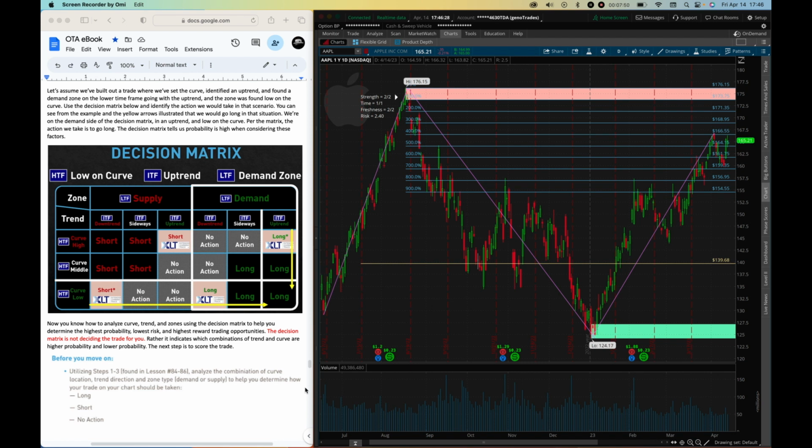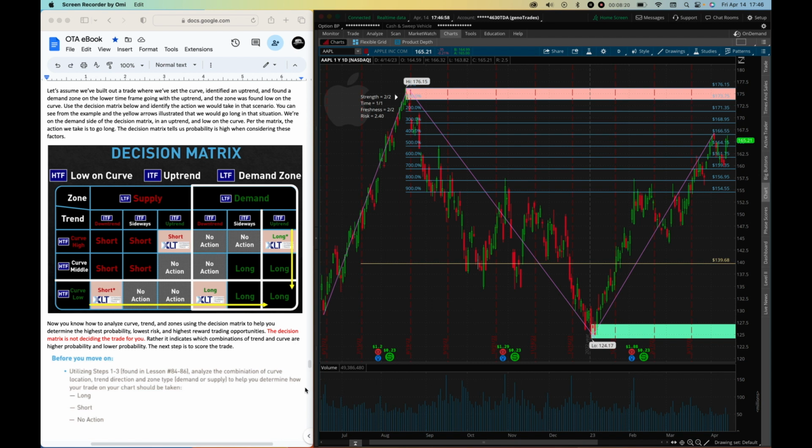Now you know how to analyze curve, trend, and zones using the decision matrix to help you determine the highest probability, lowest risk, and highest reward trading opportunities. The decision matrix is not deciding the trade for you. Rather, it indicates which combinations of trend and curve are higher probability and lower probability.